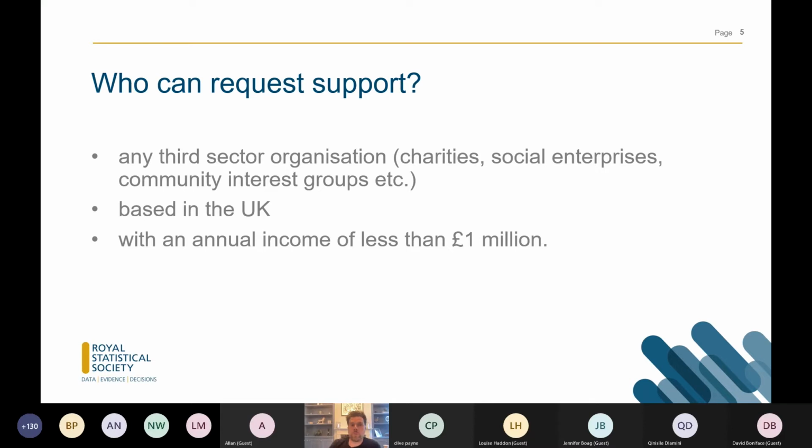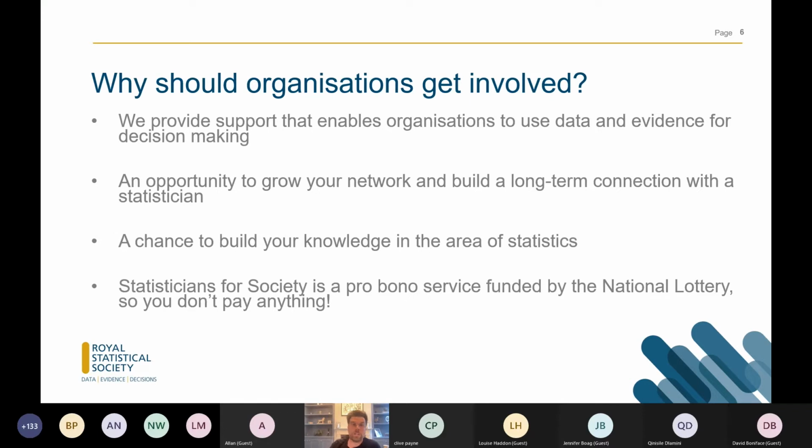Now, who can request support? Any third sector organisation, charities, social enterprises, community interest groups can request support. The criteria is fairly simple. You have to be based in the UK and you have to have an annual income of less than 1 million.